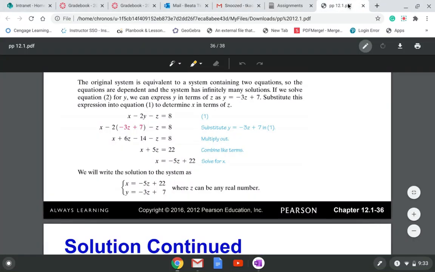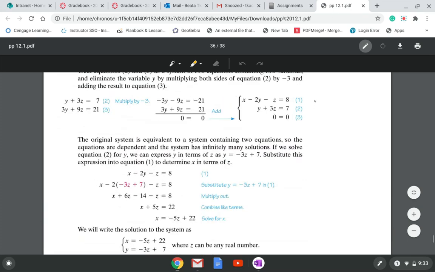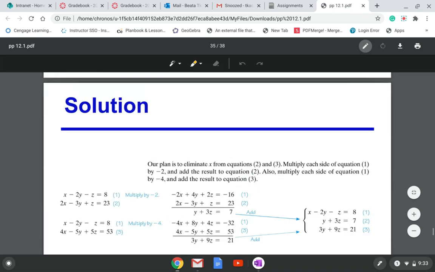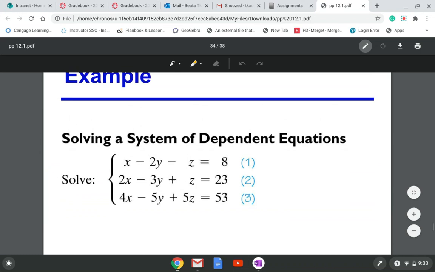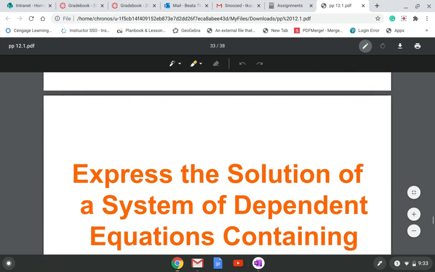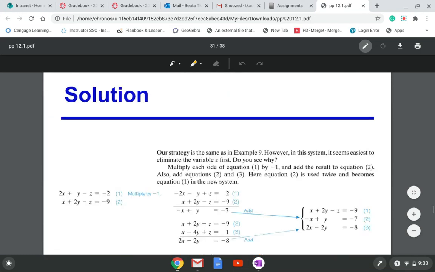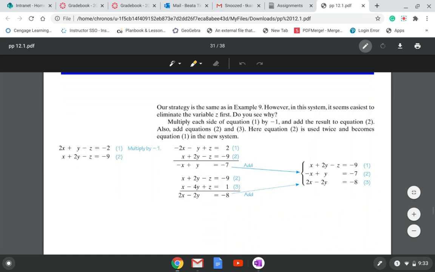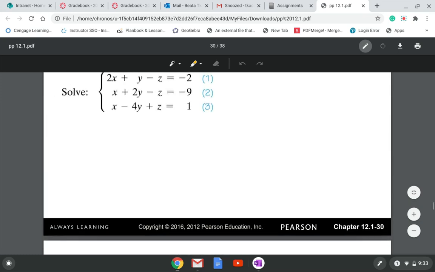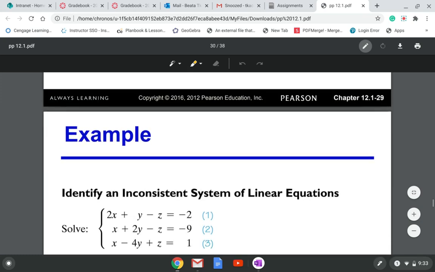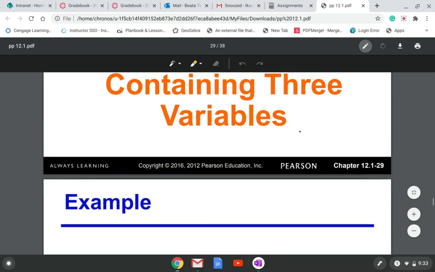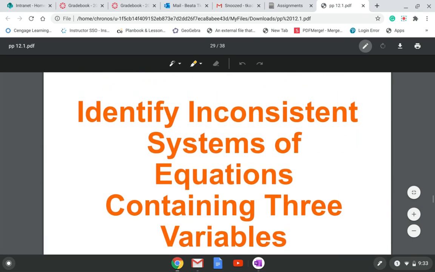Okay, good morning. So we're going to continue with section 12.1. Section 12.1 is about solving system of equations. In the first video, I taught you how to solve a system of linear equations when we have two equations and two variables. Now we're on slide 29 from the PowerPoint.